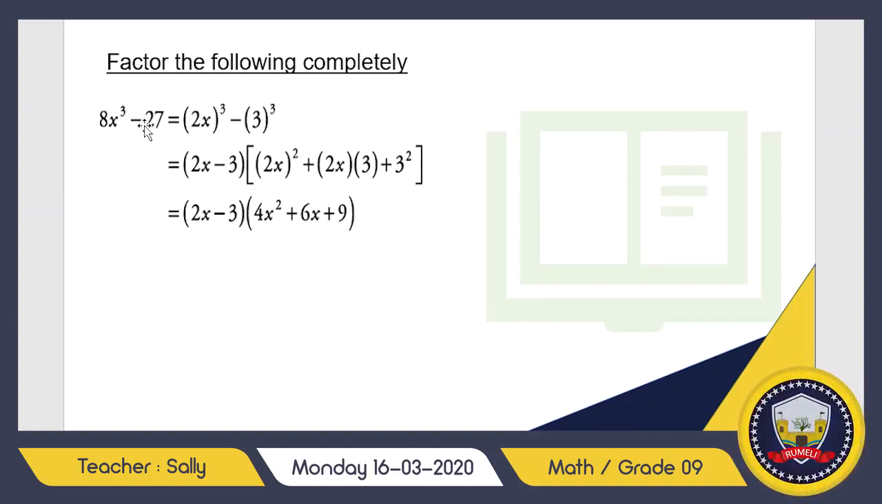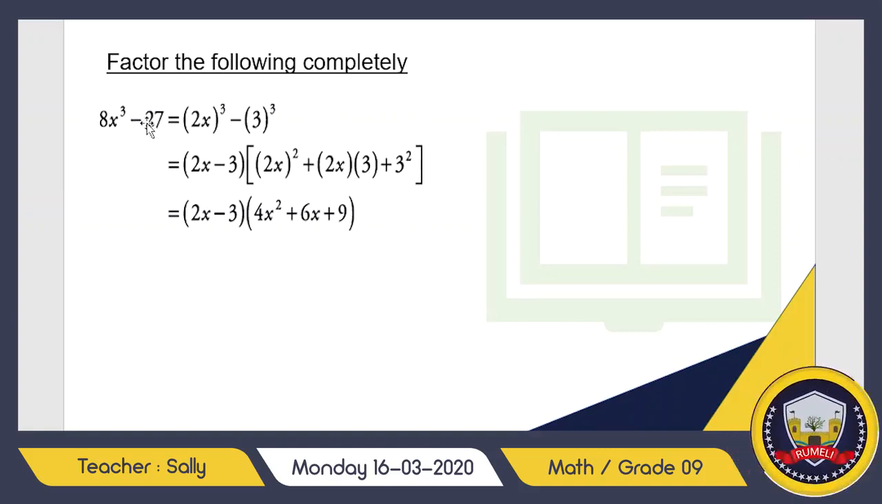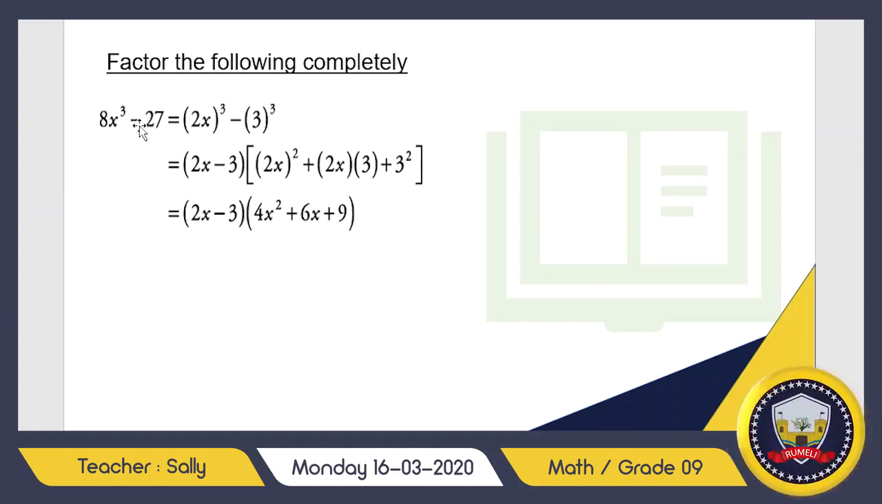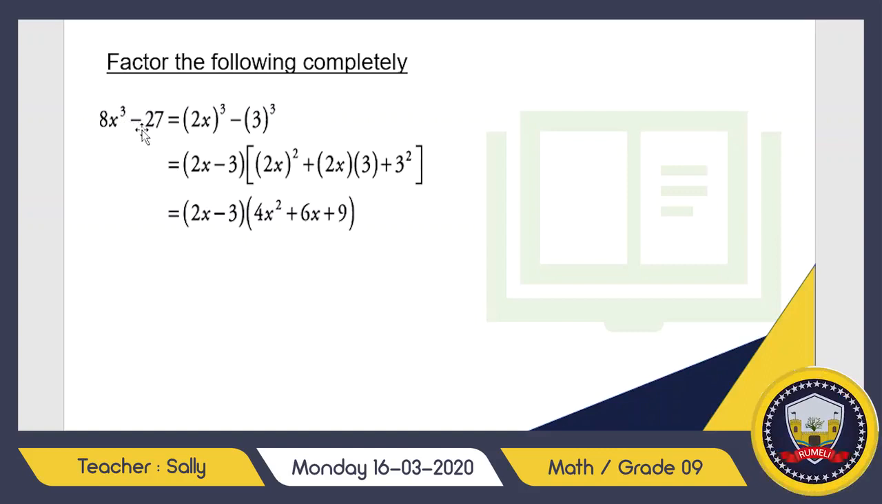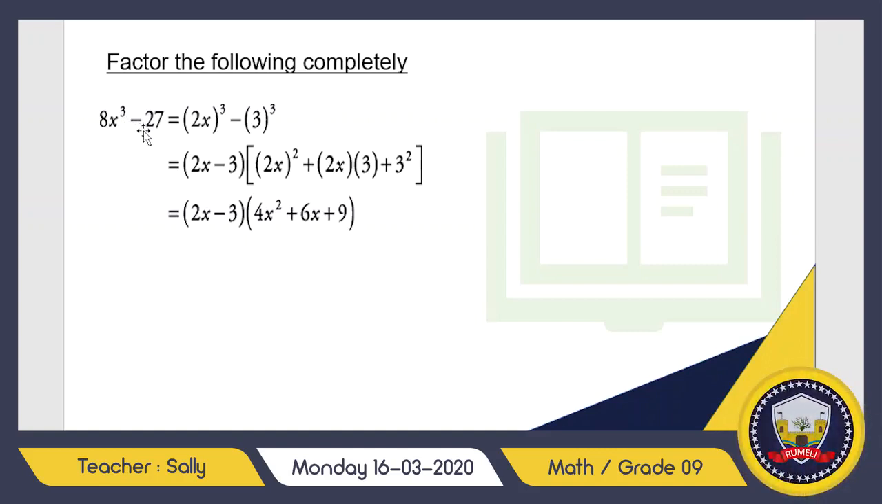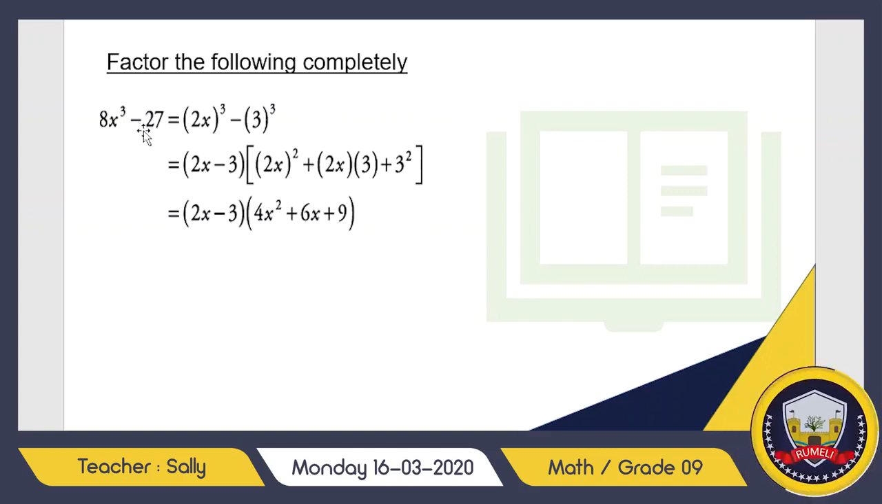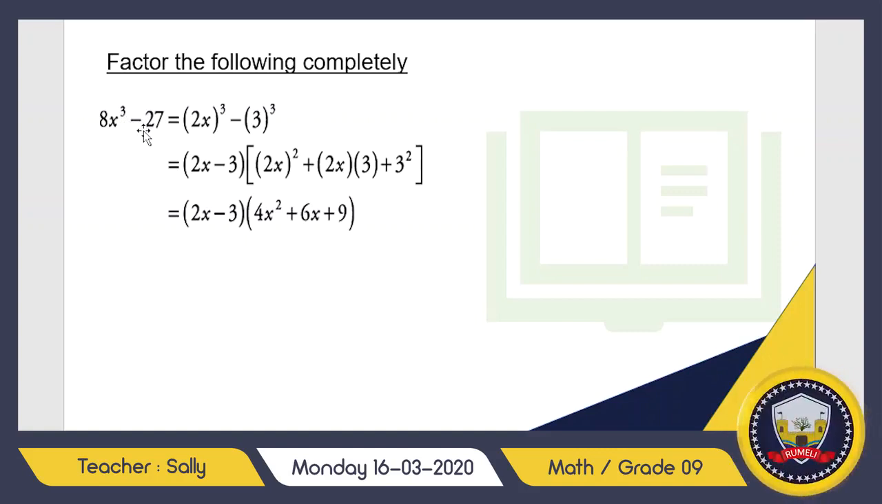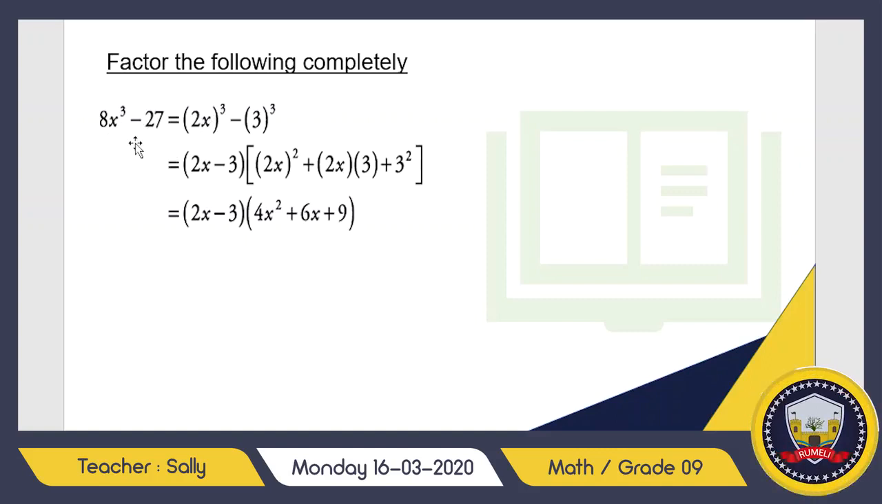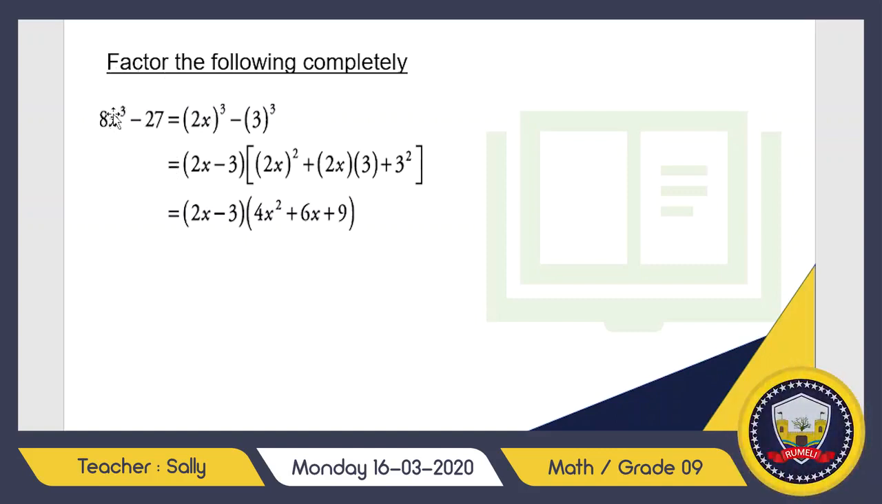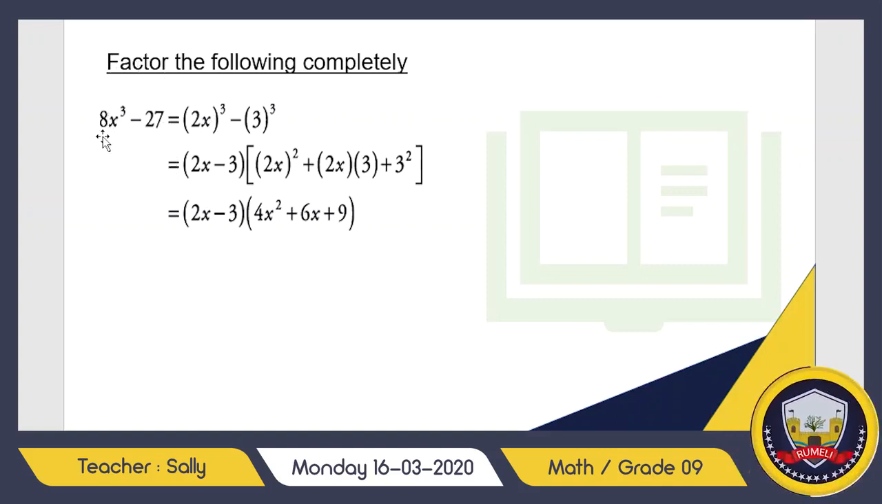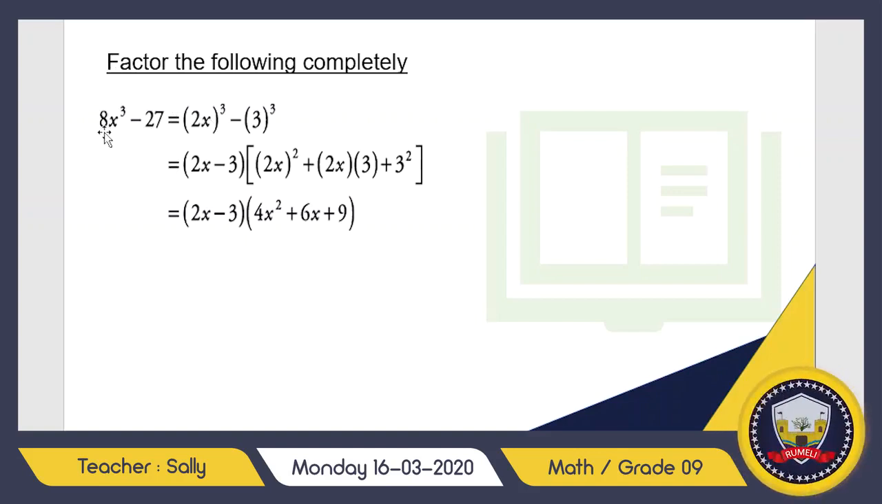Difference, why do I say difference? Because there is a minus sign between the two terms. So this is a difference of 2 cubes. So I will factorize it as follows. I will make 2 brackets, a small bracket and a bigger bracket. In the first bracket, which is the smaller one, I will just write down the cubic root of each term. 8, what is the cubic root of 8? It's 2. What is the cubic root of x power 3?